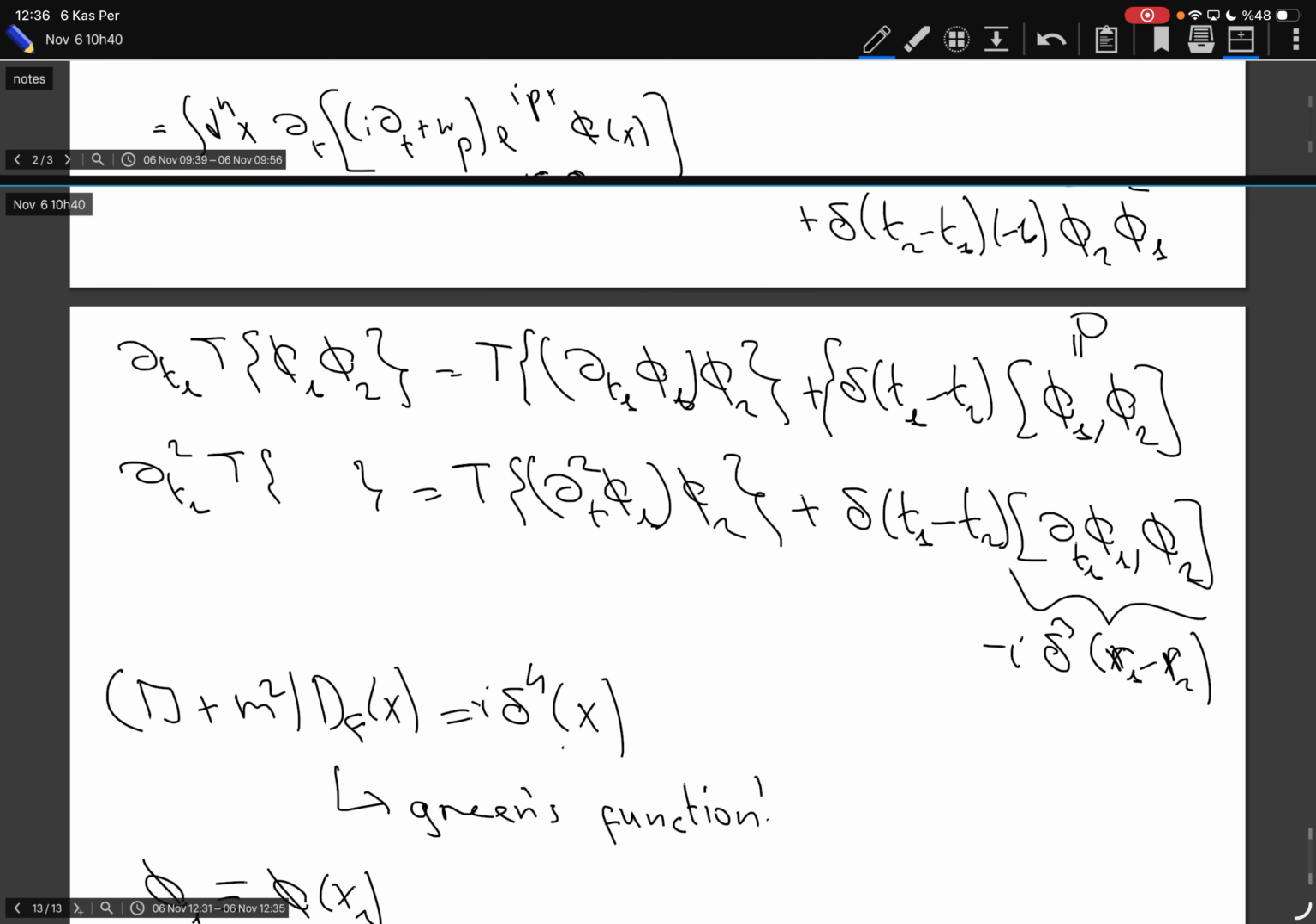If there were two different fields, then the commutator of them is still zero, right? The fields commute with themselves. The thing that doesn't commute is a field with the corresponding conjugate momentum. That commutation is non-zero.